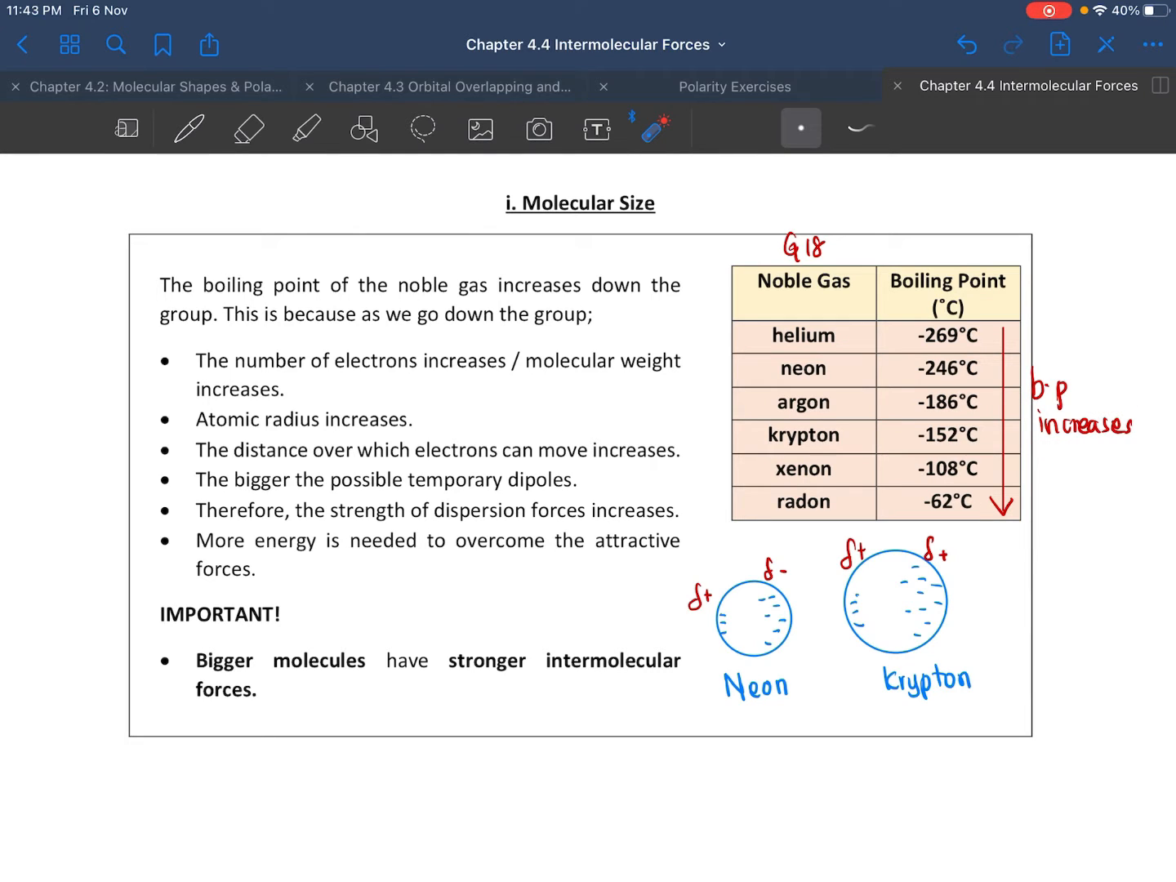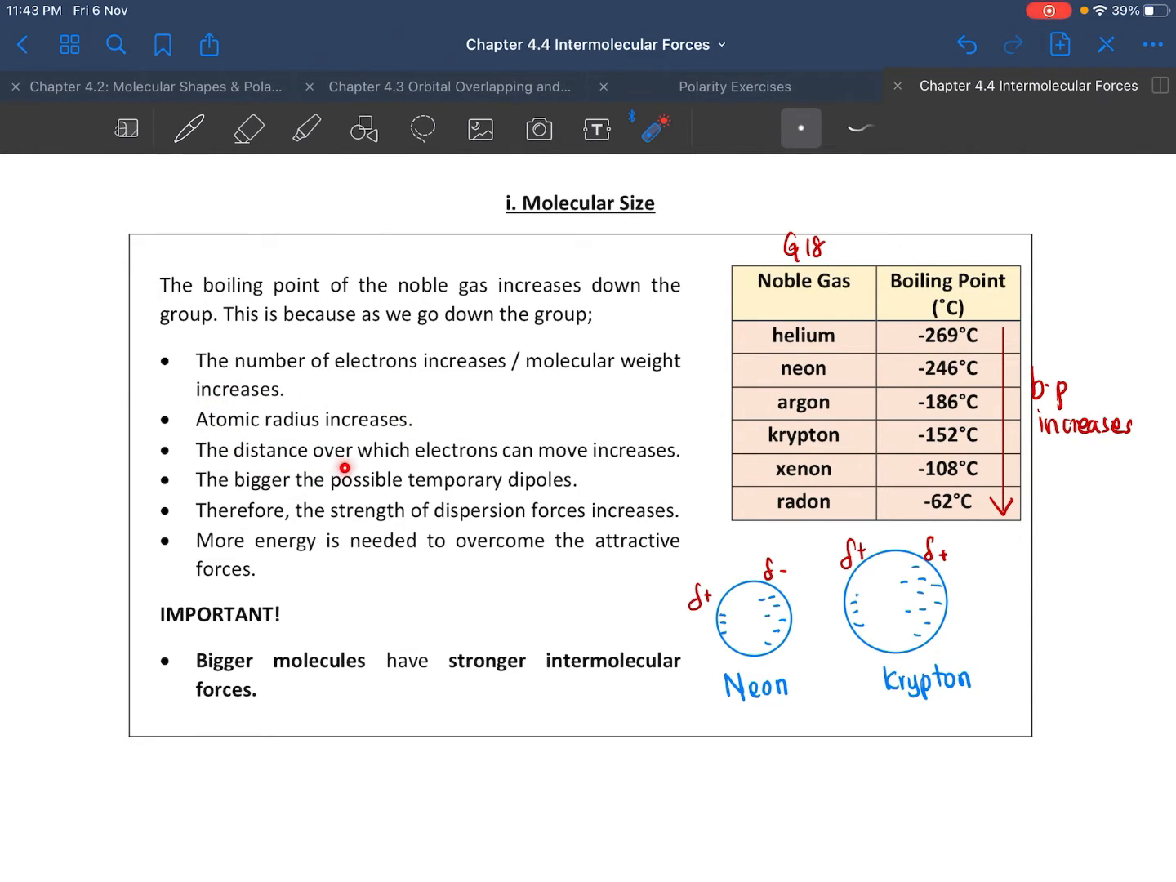So kenapa? Okay, so let us look at the explanation here. The boiling point of the noble gas increases down the group. This is because as we go down the group, the number of electrons increases. Betul? Or if you don't want to use this sentence, you can use going down the group, the molecular weight increases. Ialah molecular weight makin meningkat, and then as a result, the atomic radius also increases. So atomic radius makin besar. So going down the group, size makin besar. So what happens bila size dia makin besar?